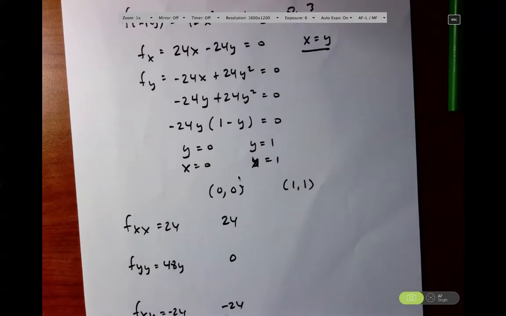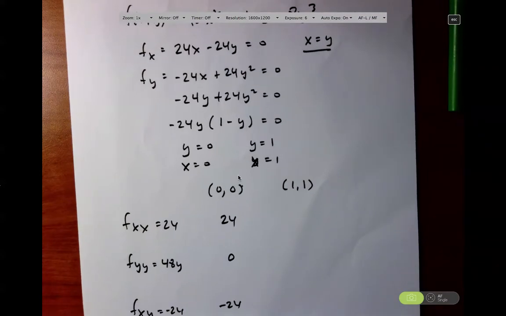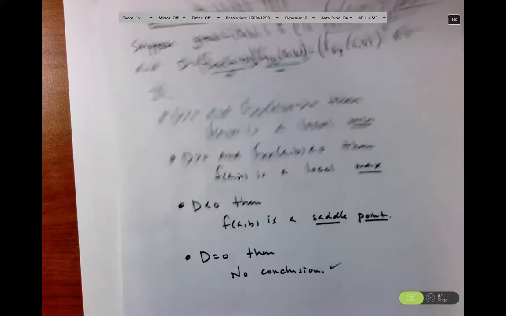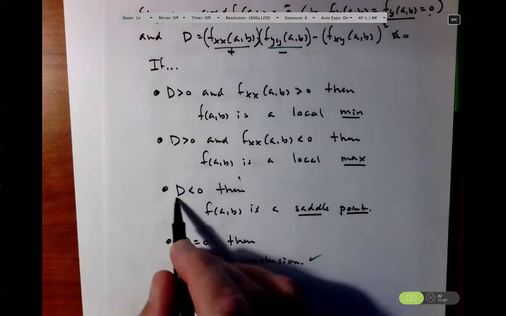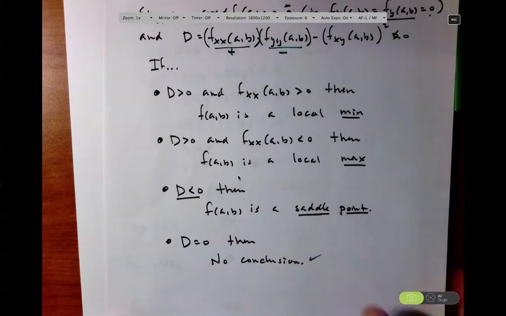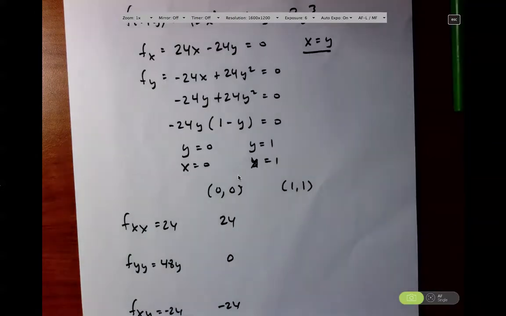So if we look at the discriminant in this case, we're going to get that D is equal to 24 times 0 minus negative 24 squared. That's going to give me negative 24 squared, which is less than 0. Okay, so the discriminant's less than 0, and if we go back to our second derivative test, if the discriminant is negative, there's a saddle point at that critical point. Okay, so 0, 0 is a saddle point.